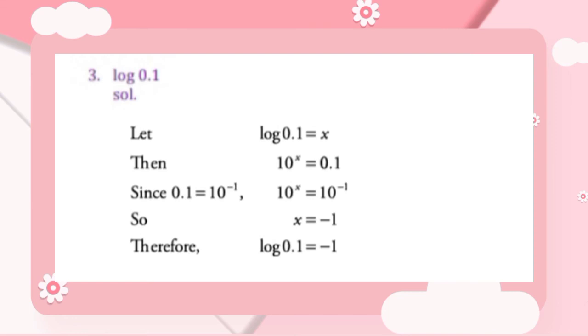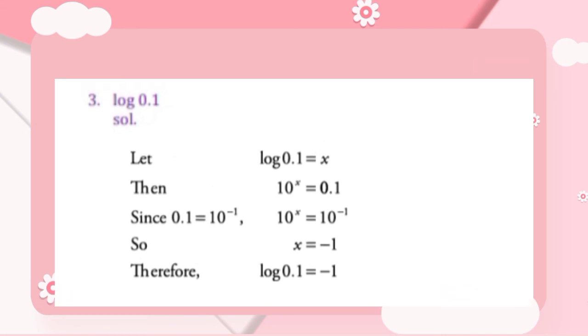Number 3. Log base 10 of 0.1. Let x be equal to the logarithm of 0.1 to the base 10. Then 10 to the power of x is equal to 0.1. Since 0.1 is equal to 10 to the power of negative 1, x is equal to negative 1. Therefore, negative 1 is equal to the logarithm of 0.1 to the base 10.